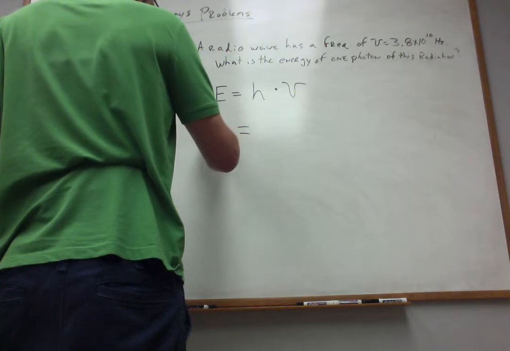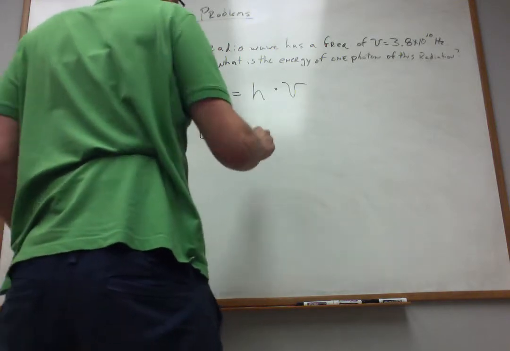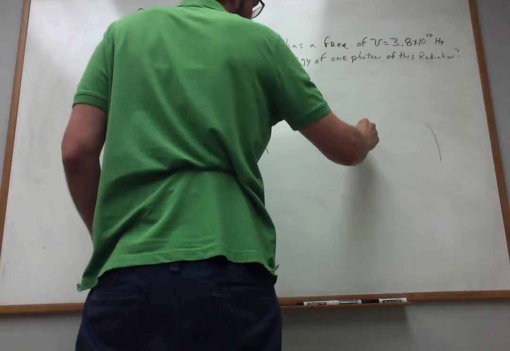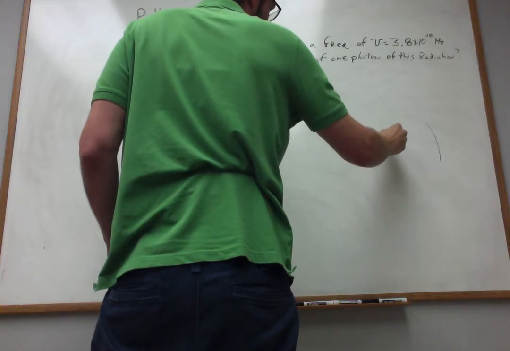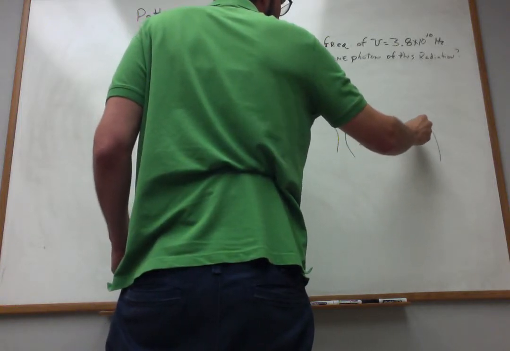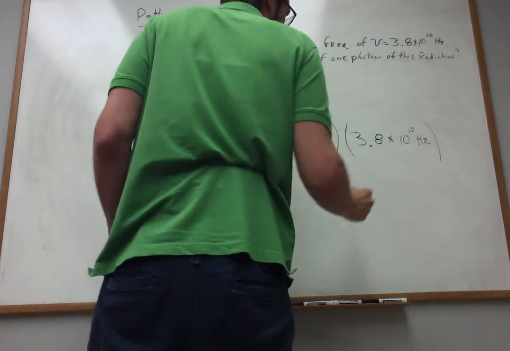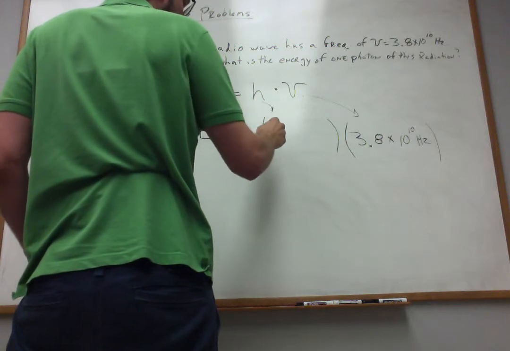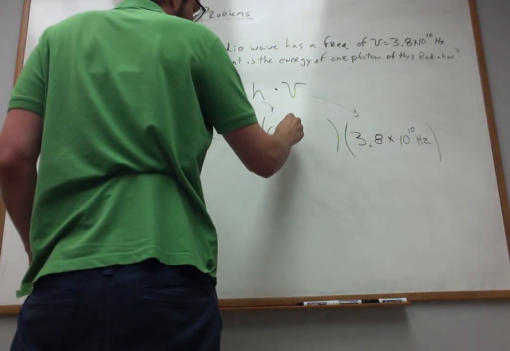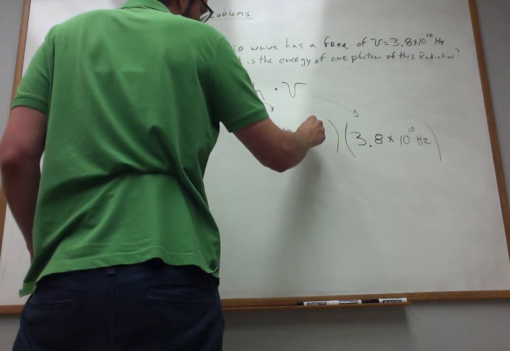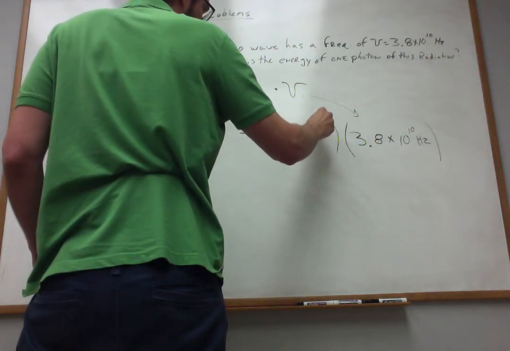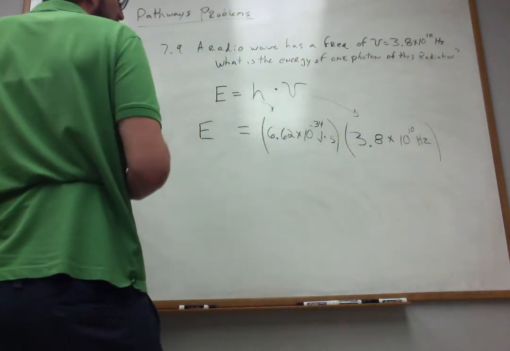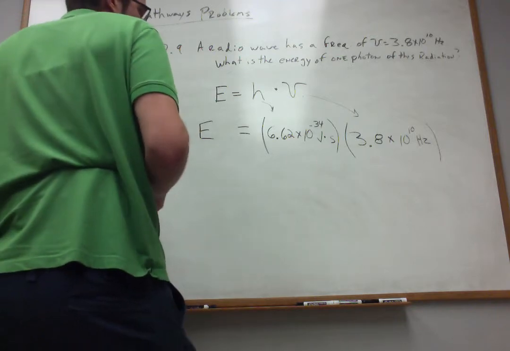So if I want to compute my E, I just need to multiply two numbers together. Fortunately, one of them I've been given in the problem. It's the frequency, 3.8 times 10 to the 10th hertz. So that's pretty simple. That number just goes there. I only need one more number, h, which I just said was my Planck's constant. This is just a constant. It has a value of 6.62 times 10 to the minus 34 joule seconds.